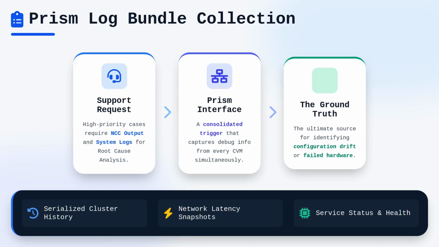Prism provides a consolidated interface to trigger these log collections across the entire cluster, ensuring that the necessary debug information from every controller virtual machine is captured simultaneously. You should treat these bundles as the ground truth for state-based issues. They contain the serialized history of cluster operations, network latency snapshots, and service status that are necessary for identifying configuration drift or failed hardware components.